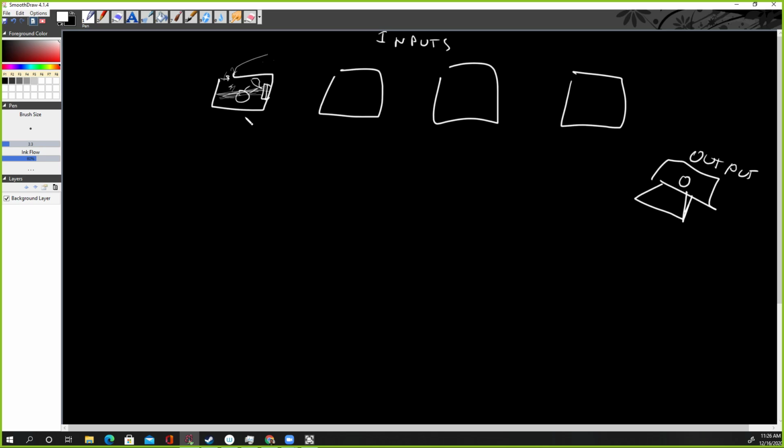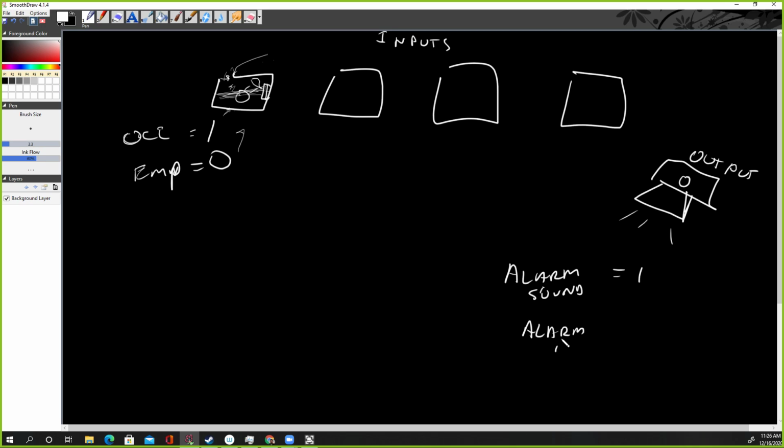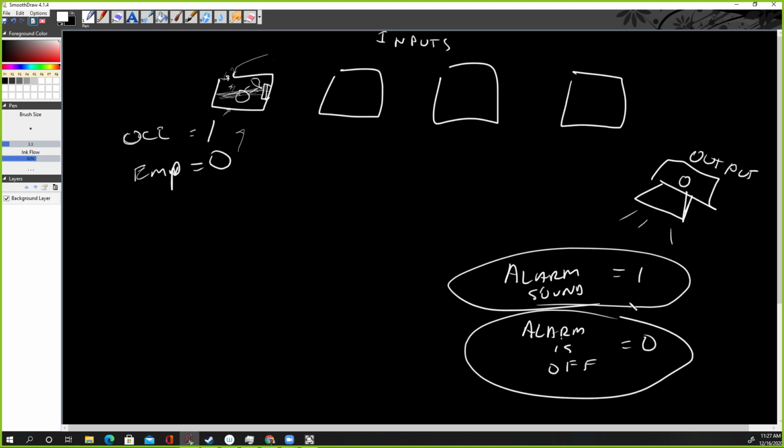There's a lot of sensors we can use, but these sensors will output a one if someone's inside. So occupied or empty. If it's occupied, it's a one, and if it's empty, it's a zero. And this output is maybe like a speaker or an alarm. It could be a buzzer, it could be an LED. If it's one, the alarm sounds or the light turns on, whatever you want, and if the alarm is off, it's zero. So, more common sense for the numbers here: alarm off is zero, alarm sounding on is one.